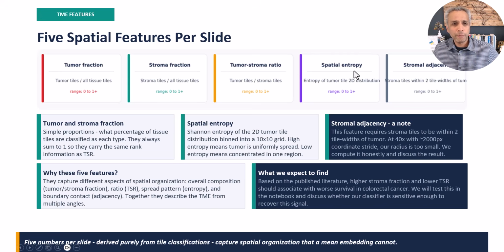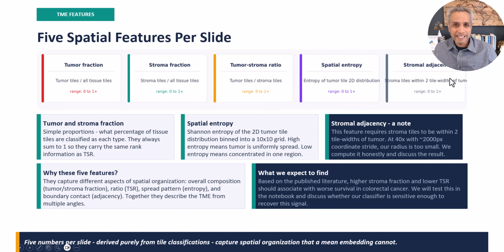Yeah, and spatial entropy, already mentioned, is a more nuanced feature. We divide the slide into a 10 by 10 grid. And we compute the Shannon entropy value of the tumor tile distribution. A slide with tumor uniformly spread across all grid cells has high entropy. And a slide where tumor is concentrated in one corner has low entropy. Okay. Why are we doing that? Because it captures something about invasion pattern that fraction alone misses, right? If you only look at the fraction, you don't know the spatial distribution.